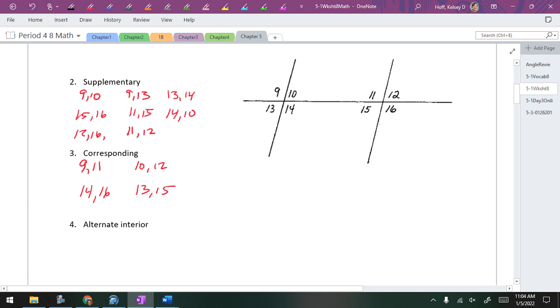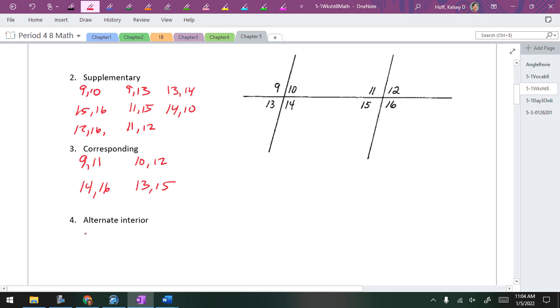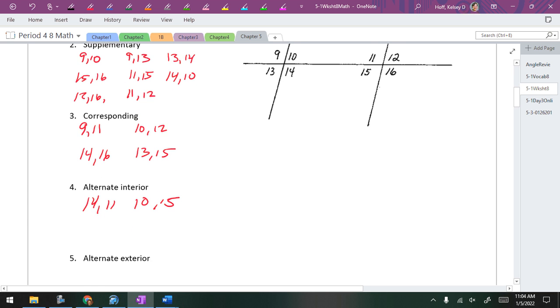Caden, alternate interior. 13, 12. Careful. That's alternate. Go up one. 14 and 11. 14 and 11. Very good. Toby? 10 and 15. 10 and 15. Nicely done. Caleb, alternate exterior. 9 and 16. Thank you, Toby. 13 and 12. 13 and 12. Thank you, Kaylee Ann. Okay. Nicely done.